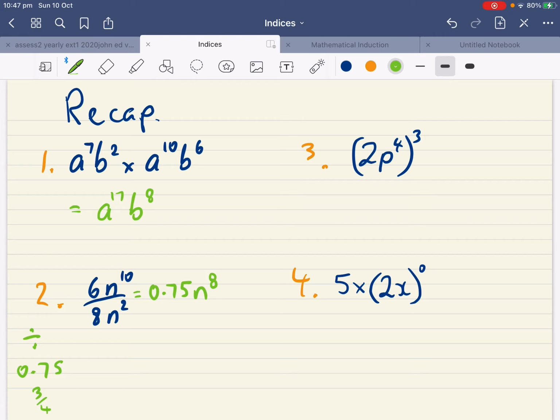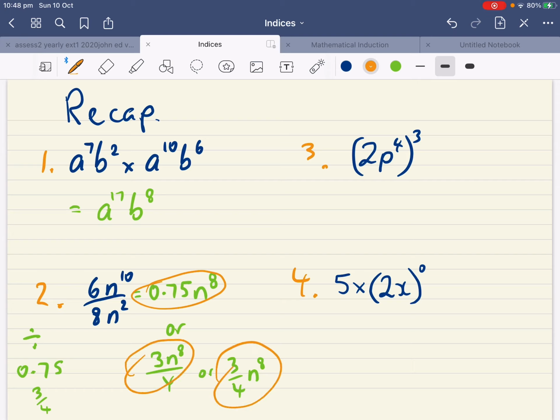So you could leave your answer as 0.75 n to the power of 8. Alternatively, if you're a fan of fractions, you could have had 3/4 with an n to the 8 at the top, or funnily enough, you could have also written it with the n to the 8 off to the side. Any one of these 3 answers is mathematically 100% correct. It doesn't matter which one you do, they're all equally correct. So that was the second one.